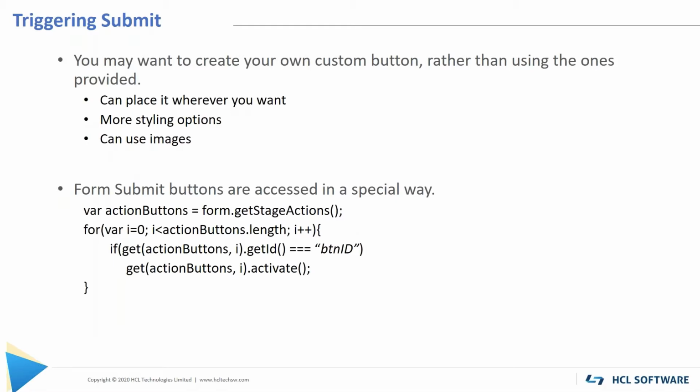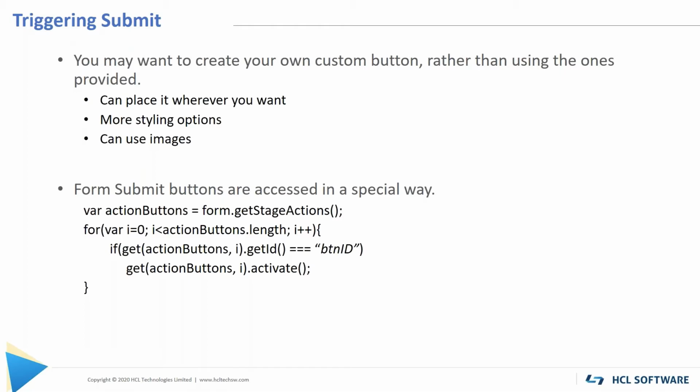Another reason for using JavaScript is to trigger a submit button. Maybe you want to create a custom submit button rather than using the ones that we provide. Why would you do that? You could put it anywhere you want in your form. There's more styling options. You can use images to represent your buttons. So in order to do that, we have to access the buttons in a particular way. There's this get stage actions.